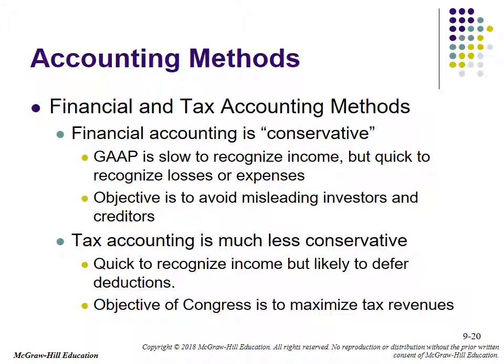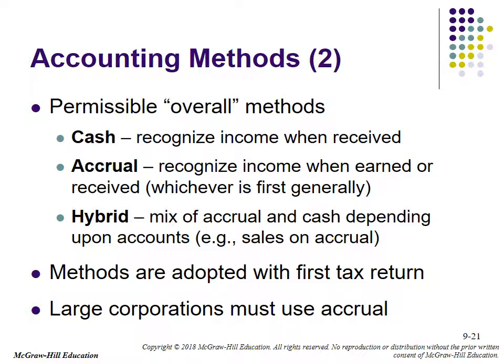Comparing financial and tax accounting. Financial accounting is conservative. That's your intermediate accounting. GAAP is slow to recognize income. Wait till it's earned, but quick to recognize losses or expenses. And that objective of financial accounting, we don't want to mislead anyone. Tax accounting is much less conservative. We're quick to recognize income, but of course, because they want their taxes, right? But likely to defer deductions, as we saw with prepaid expenses. The objective of Congress is different. As we said, maximize tax revenues. We got to keep that in mind.